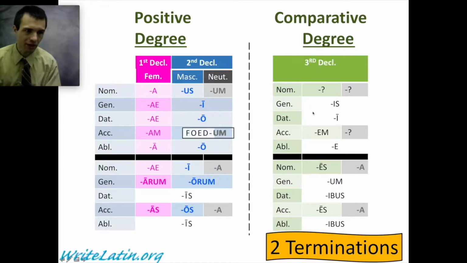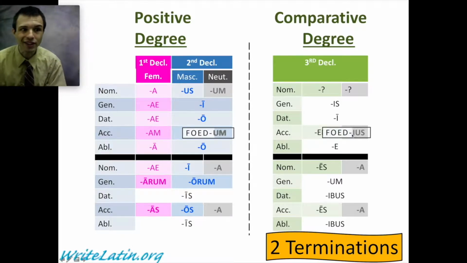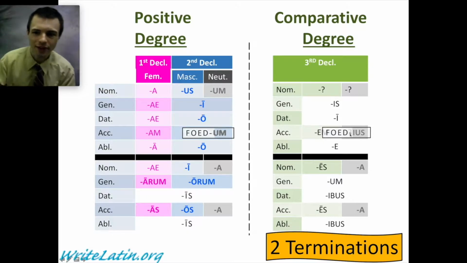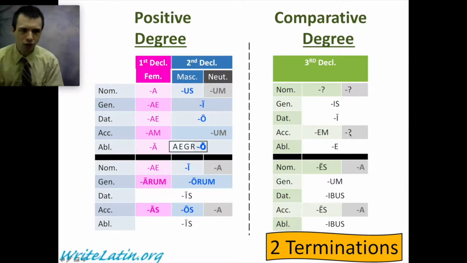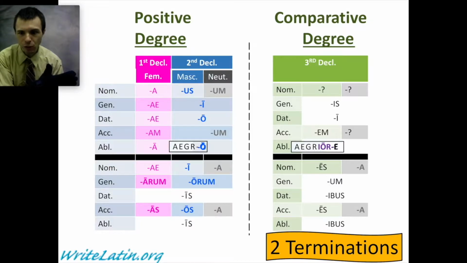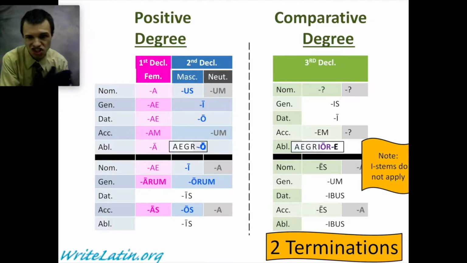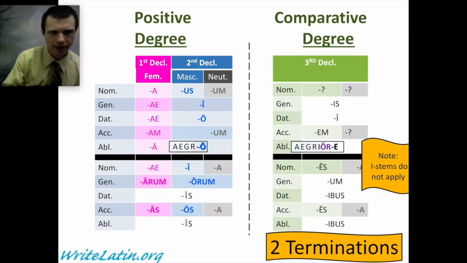Or foedum, dirty, ugly. How are we going to make it? Remember, oh, this is the special one, neuter, foedius. Oh, that wasn't -ior, was it? Okay. Of the uglier thing, foedioris, or something. Oh, and I have a little message here. Notice, i-stems do not apply.